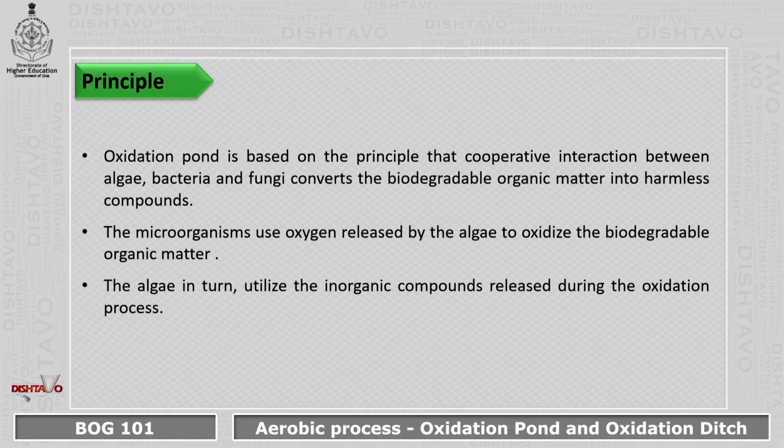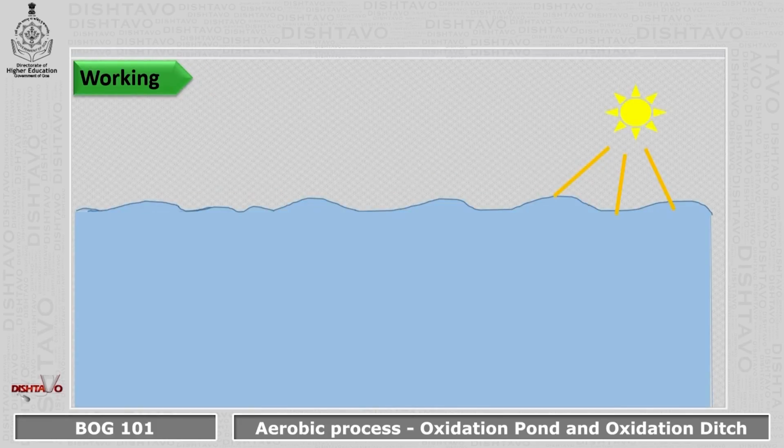Oxidation pond is based on the principle that cooperative interaction between algae, bacteria, and fungi converts the biodegradable organic matter into harmless compounds. The microorganisms will use oxygen released by the algae to oxidize the biodegradable organic matter. The algae in turn will utilize the inorganic compounds released during the oxidation process. Let us see how it all works.